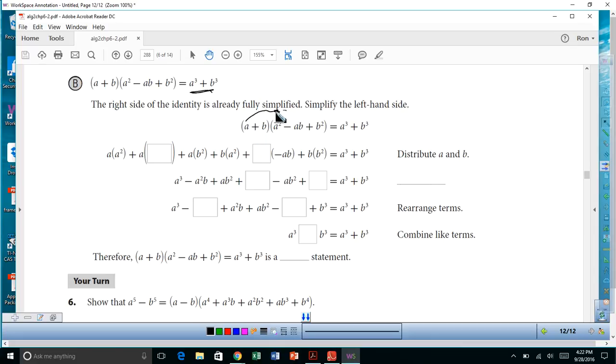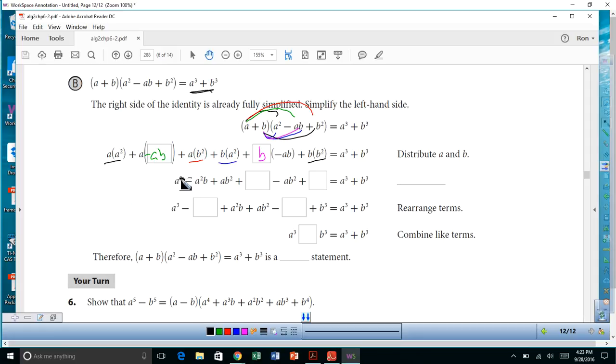So we're going to distribute a. So a times a squared is here. And then we have a times negative ab, and then we have a times b squared, right there. Now that we've done those, let's do the bottom half, or the b's. B times a squared right there, and then we have b times negative ab right there. I'll try to get a different color for that. B times negative ab. And then the last one would be b times b squared. And there we go.